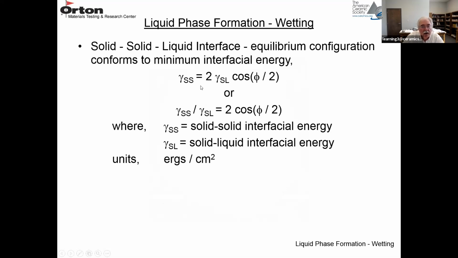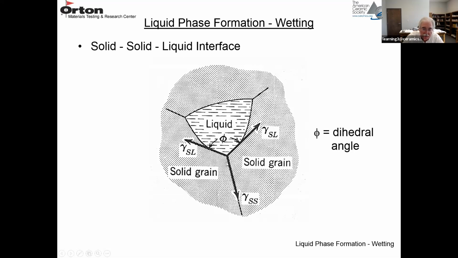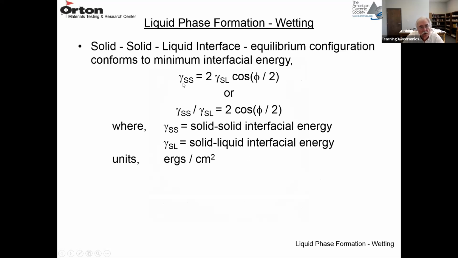So the equation that describes that is, if you solve in a direction parallel to this vector here, gamma SS equals 2 times gamma SL times the cosine of phi over 2. Or this ratio, gamma SS divided by gamma SL, just equals 2 times the cosine of phi over 2. Again, gamma SS is a solid-solid interfacial energy, and gamma SL is a liquid-solid interfacial energy, in ergs per square centimeter.